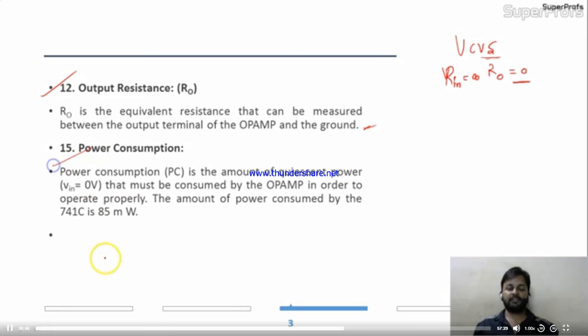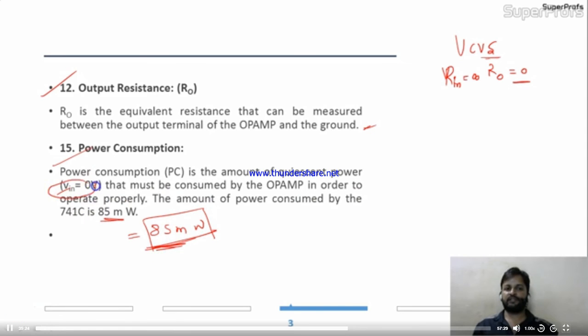What is the power consumption? The power consumption is the amount of power, with Vin equal to 0, that must be consumed by the op-amp in order to operate properly. The amount of power consumed is very low, 85 milliwatt. The power consumption by the op-amp is 85 milliwatt. Okay, so this is the power consumption.